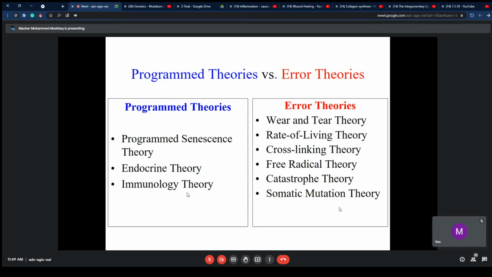Similarly, the rate of living theory, as I showed you on that graph of the three species, mouse, human, defines the rate of living theory. Cross-linking theory, the free radical theory, catastrophe theory, somatic mutations theory. All these are the error theories that are going to cause the aging process at an early stage. They are not the programmed cell theory. These are the error theories that are going to affect our phenotype in the form of the aging.